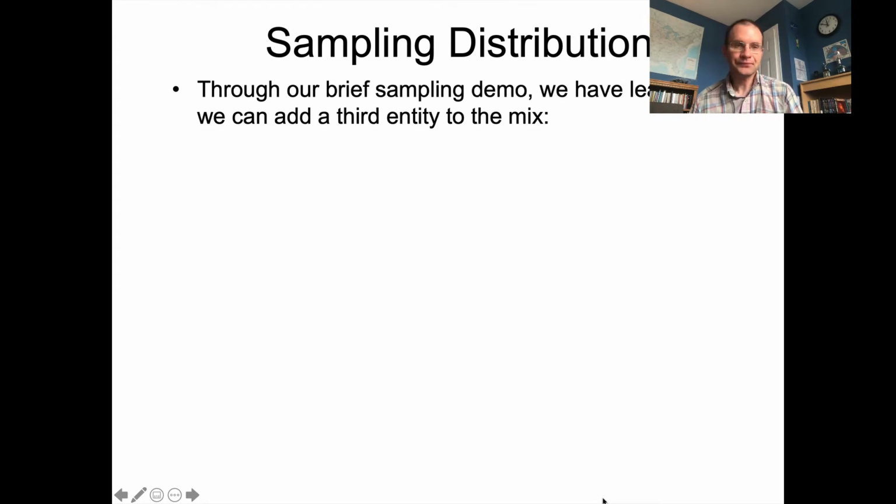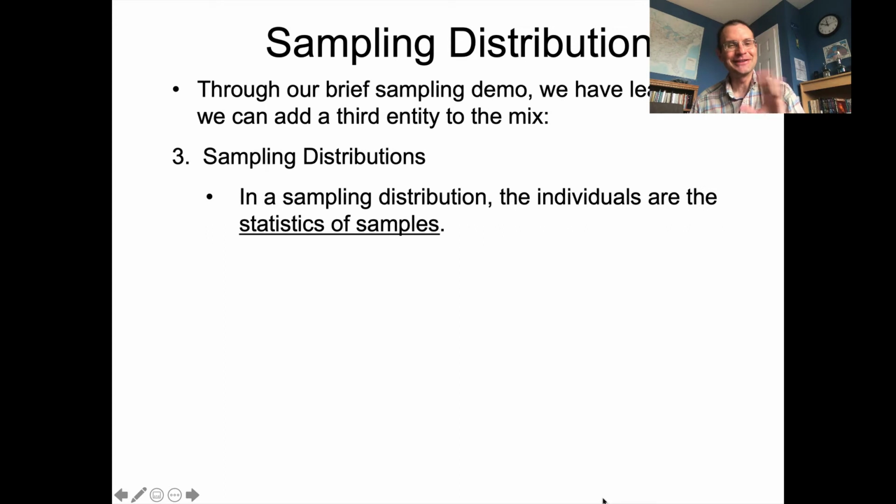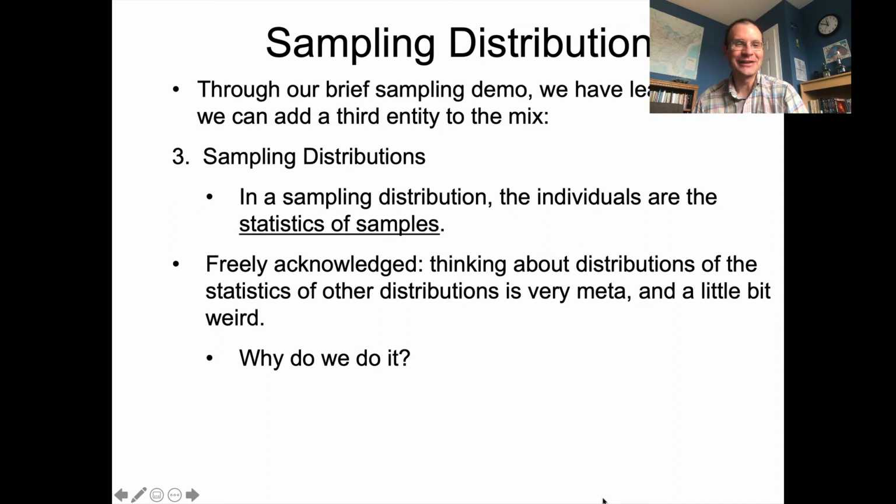We've also learned through our brief sampling demo in the first part of this lecture that we can add a third entity to this distinction. And once we get to the third part, things get a little more complicated, but also more interesting. The third entity is what I'm going to call sampling distributions. In a sampling distribution, the individuals are the statistics of samples. I kind of tripped over that when I was saying it, so I'll say it again. The individuals are the statistics of samples. A lot of S's in there.